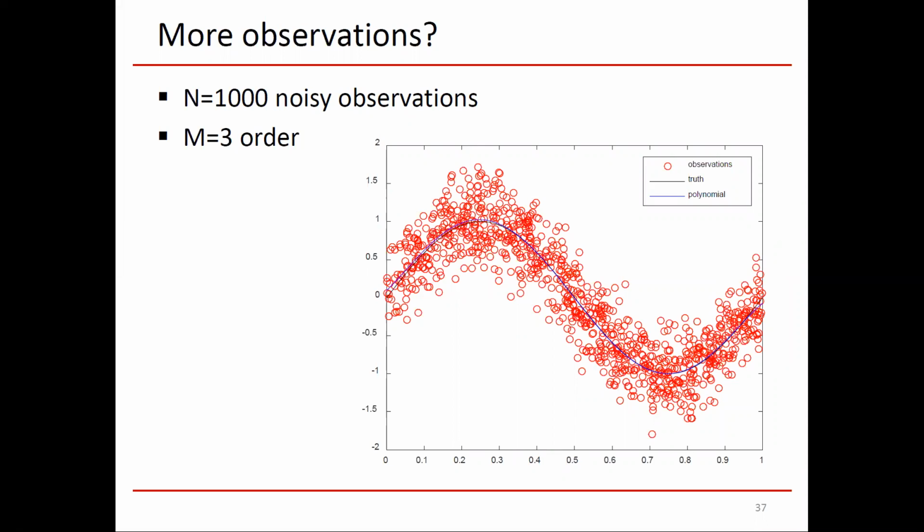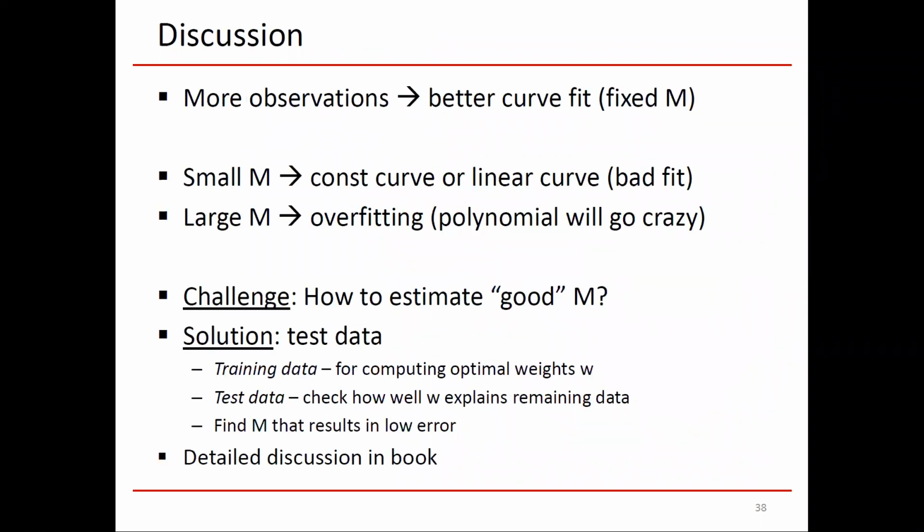So 1,000 noisy observations, going back to the 3rd order fit. Now the black is the truth, the blue is the polynomial fit. The black and the blue are pretty good. And if you would do a 5th order term, a 5th order Taylor approximation to a sinusoid is probably pretty good. So here's a discussion.